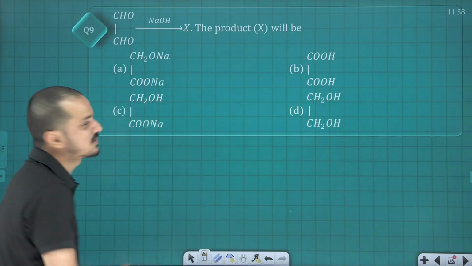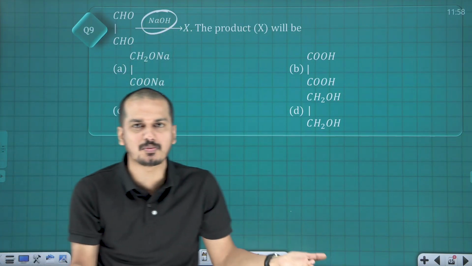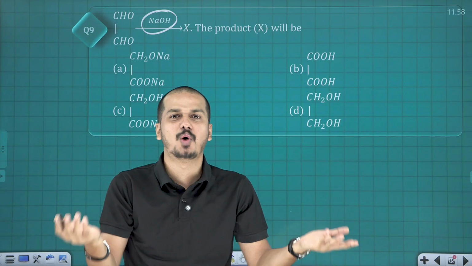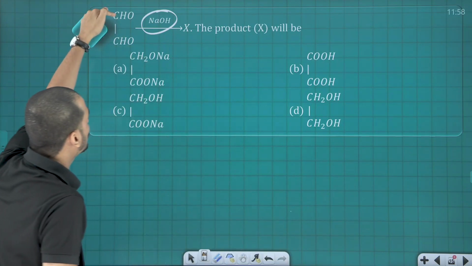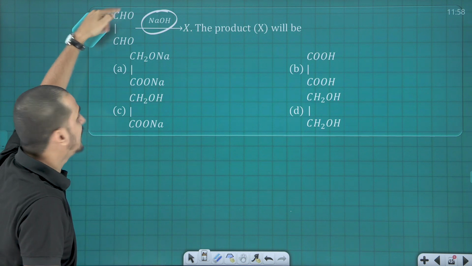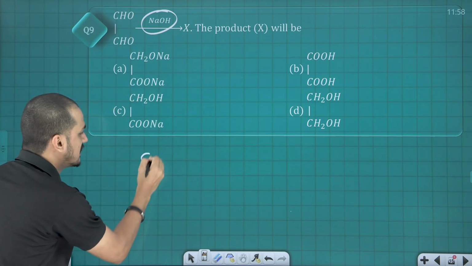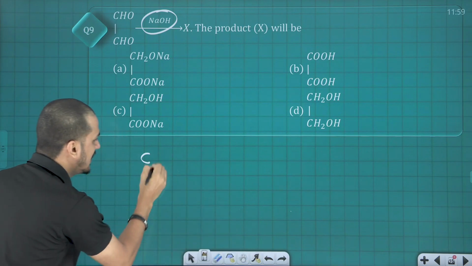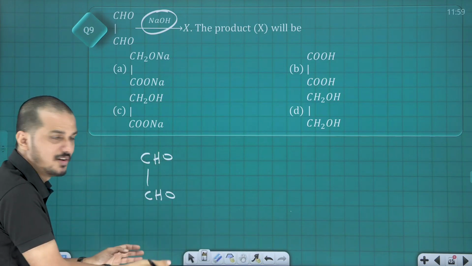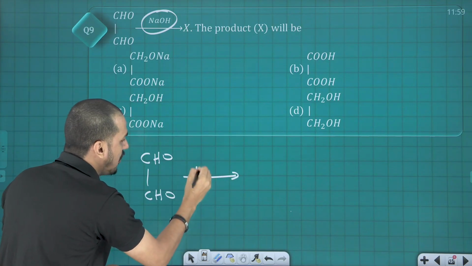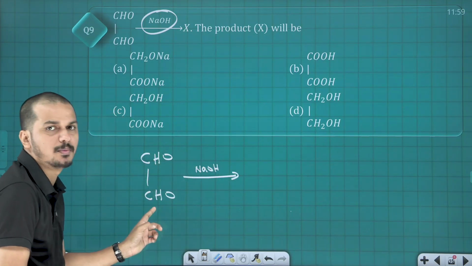Next question. What about the next question? Here also you are seeing NaOH and aldehyde. No other option. Either aldol condensation or else Cannizzaro reaction. But here your aldehyde does not have any alpha hydrogen. So it will undergo Cannizzaro. CHO, see, CHO. What will happen if you are treating with NaOH? One portion will undergo oxidation, the other portion will undergo reduction.